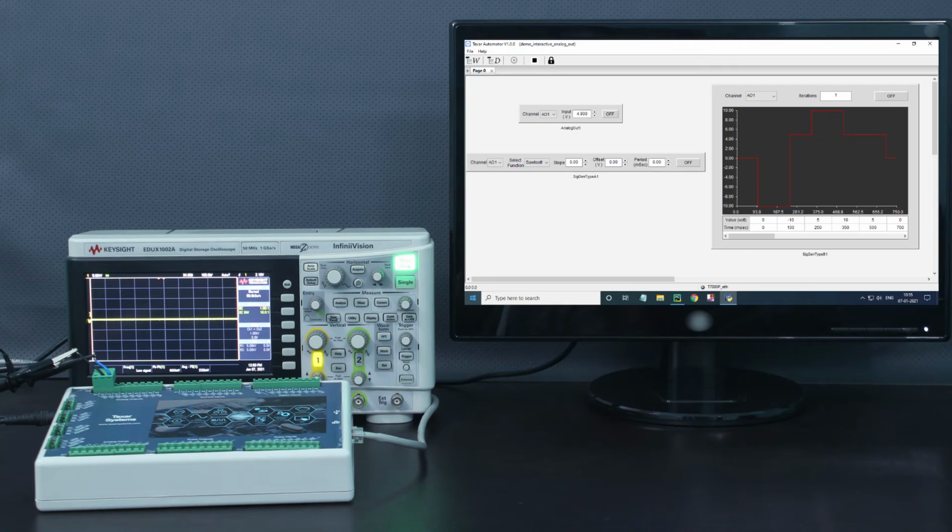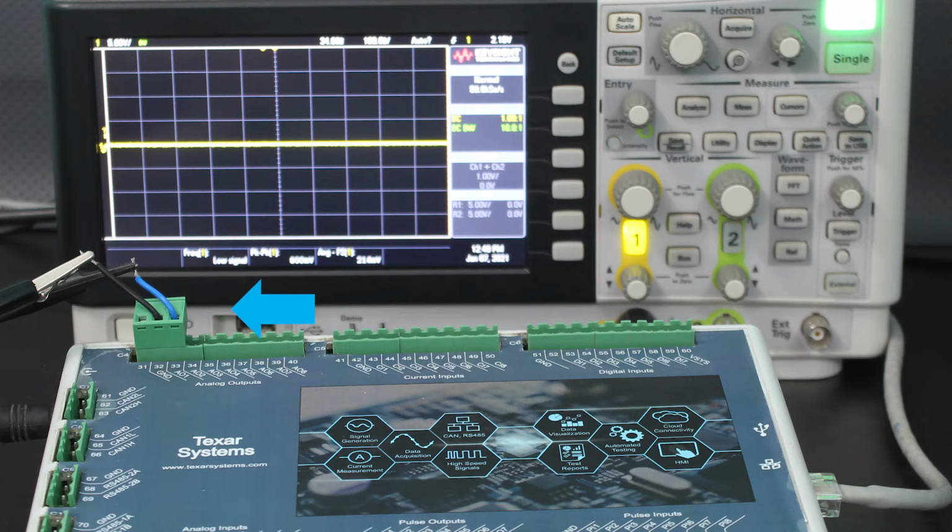Here is the actual setup. We are using our PC application software, called Automator Interactive, for demonstrating the T7000P capabilities. T7000P is connected to the PC using Ethernet. Let us pick the channel A01 for explaining the functionality. A01 is connected to an oscilloscope channel.